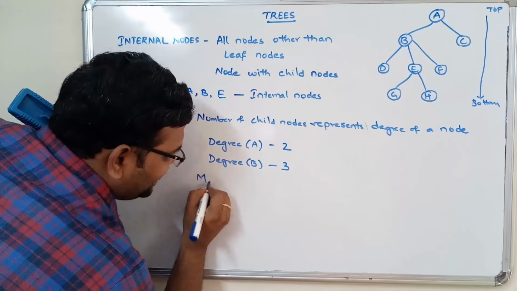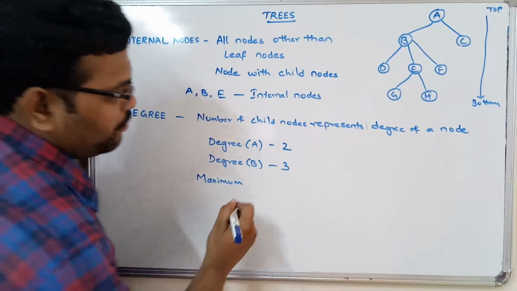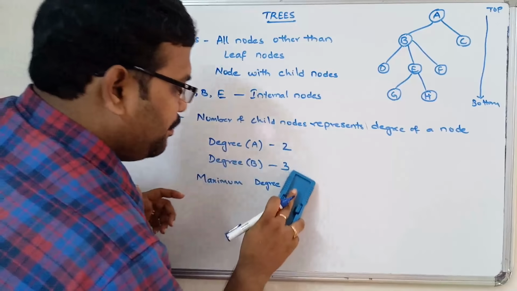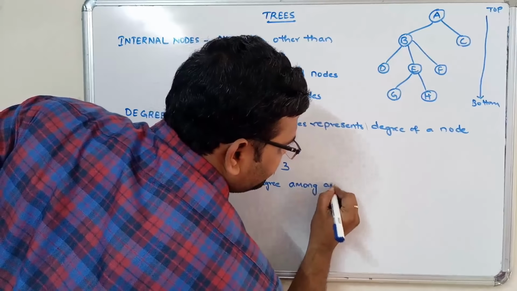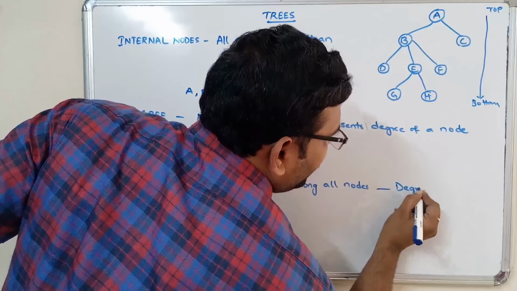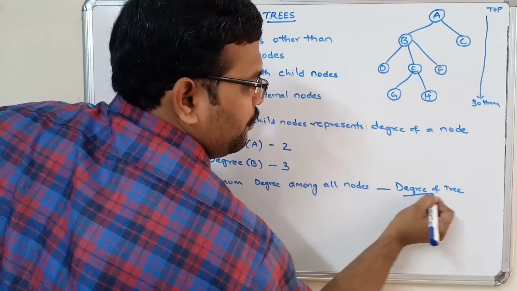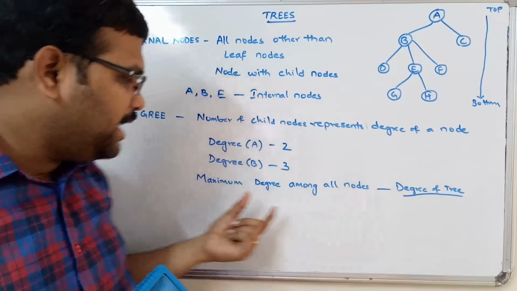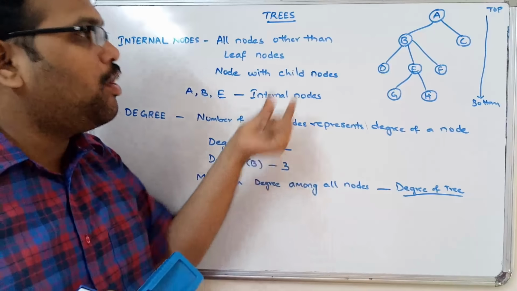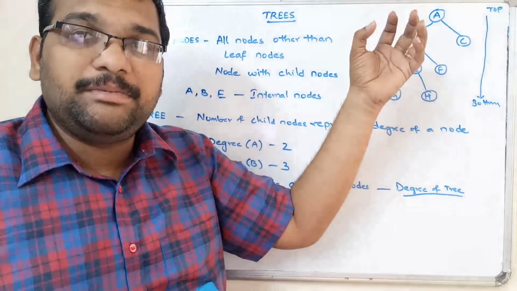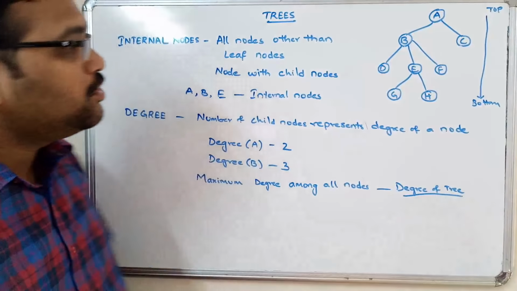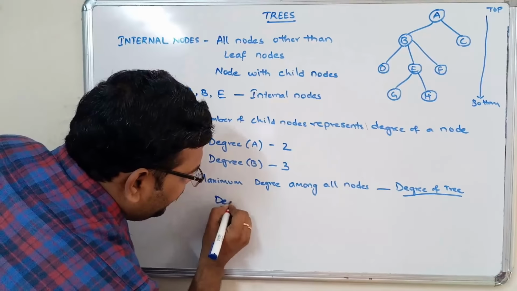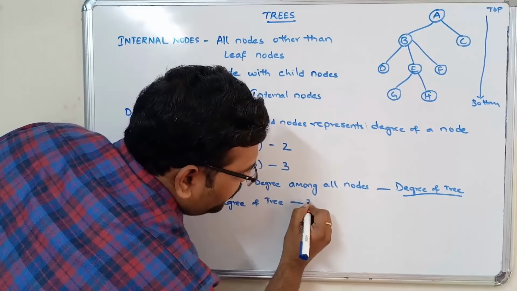And similarly, the maximum degree among all nodes is the degree of a tree. So if you want to find the degree of the complete tree, that implies the maximum degree among all nodes. We have to find the degree for all the nodes, and the maximum degree that we get will be the degree of the tree. So here, if you observe, the degree of B is 3, so it is the maximum. So in this example, the degree of the tree will be 3.